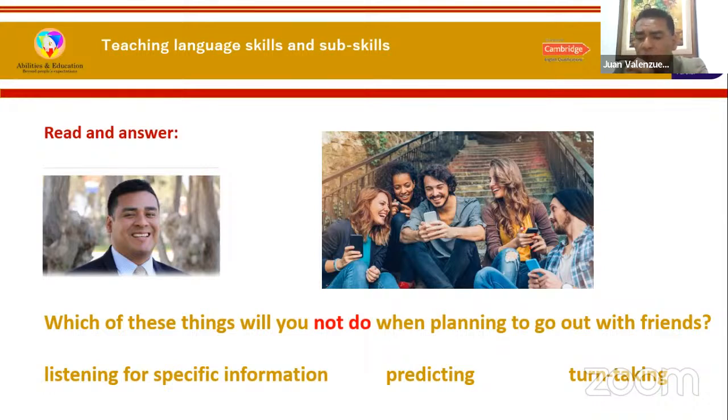Which of these things will you not do, if you are planning with your friends on what to do, if going to a restaurant or going to the cinema? Do you think you have to listen to your friends, to listen to their contributions or ideas, to listen for specific information, or no? Do you think predicting is something you will do? Do you think you will have to take turns to talk and then to listen, or to listen and then talk? Which of these things will you not do when planning to go out with friends?